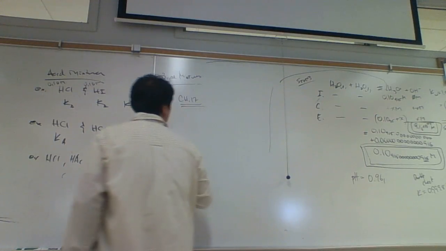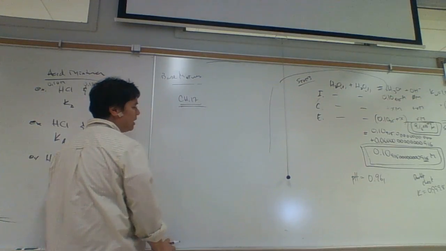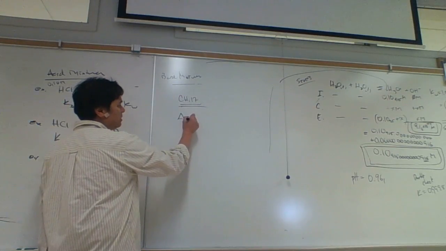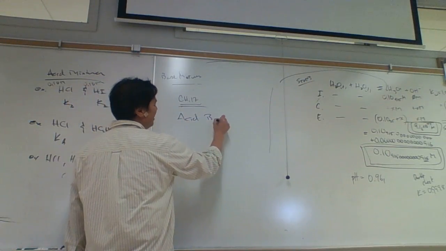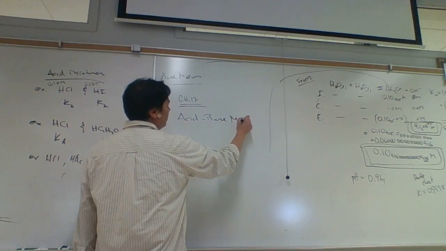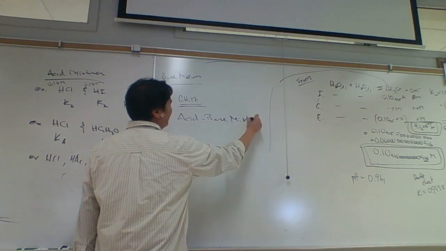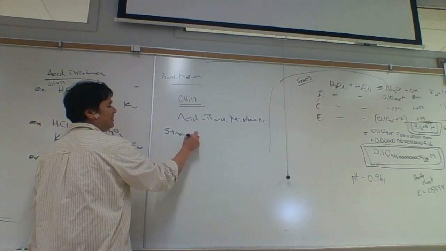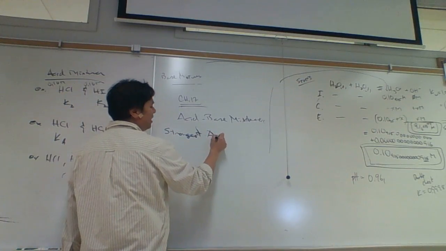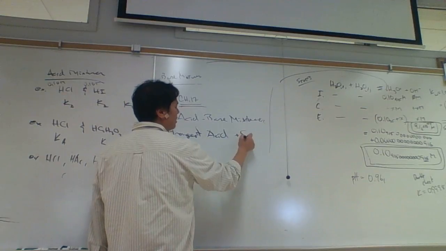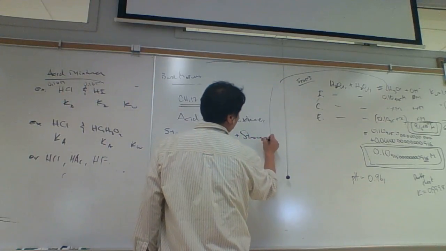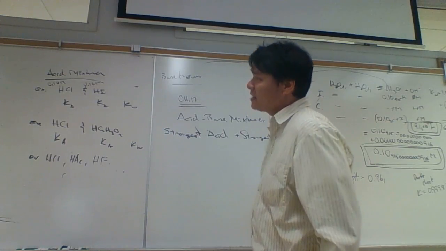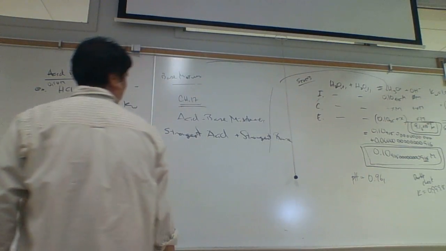Okay, now what we're going to do when we go to chapter 17 is we're going to look at a whole bunch of different acid-base mixtures. So chapter 16 is looking at acid-base mixtures. In acid-base mixtures, we kind of follow the same pattern. With acid-base mixtures, we take the strongest acid and react it with the strongest base present. Strongest acid plus the strongest base present.